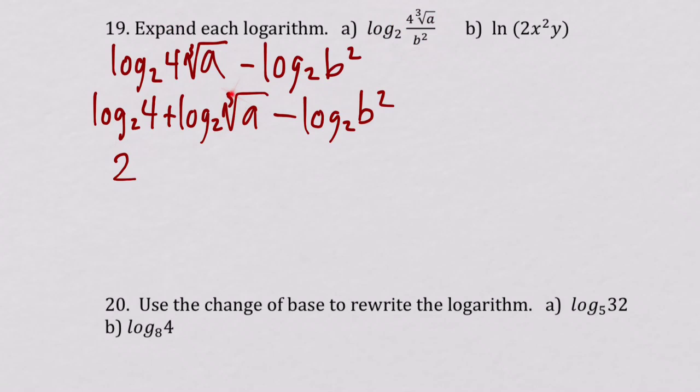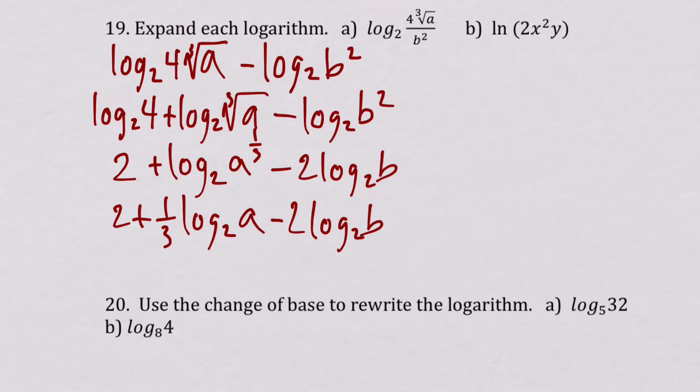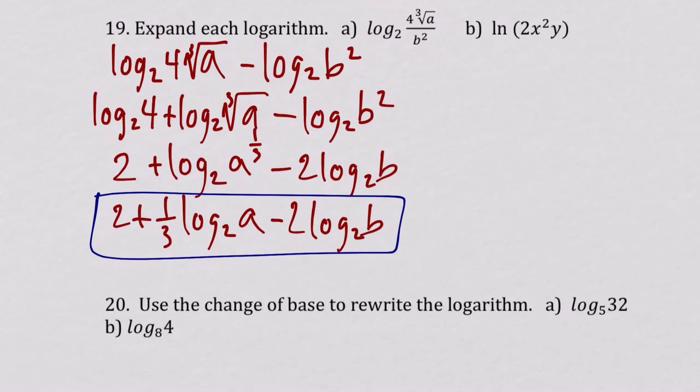This one right here, cube root of a, is a to the 1/3 power, right? Remember the rules of radical rational exponents? That's a to the 1/3. And this one over here, I can already bring the 2 down. 2 log base 2 of b. So in this one, I'm going to bring the 1/3 down. 2 plus 1/3 log base 2 of a minus 2 log base 2 of b. There is your final answer.